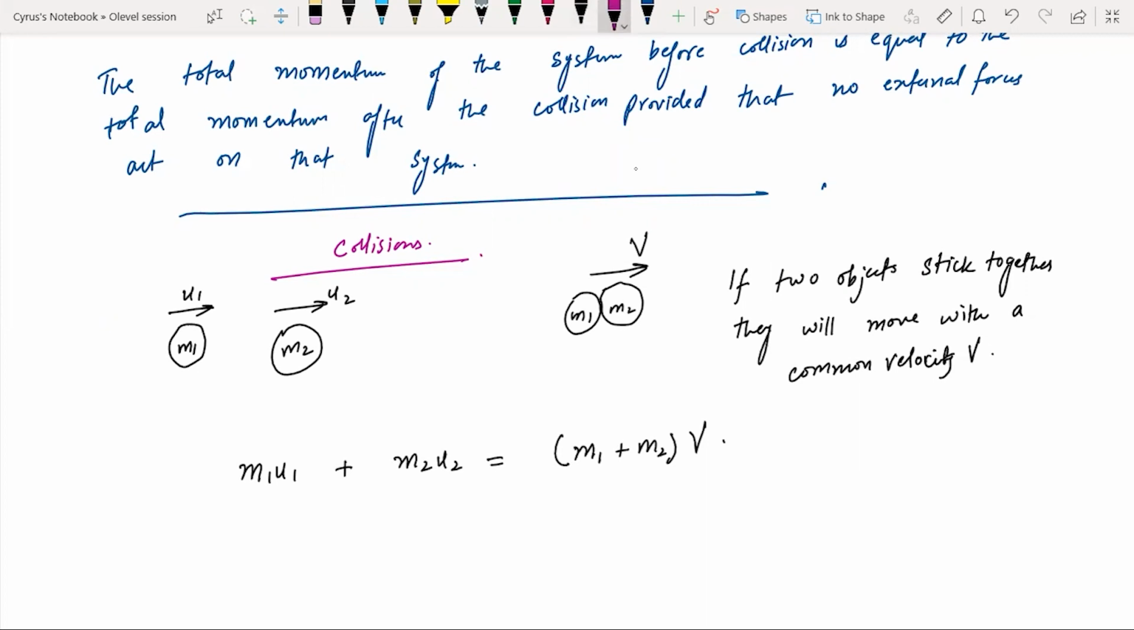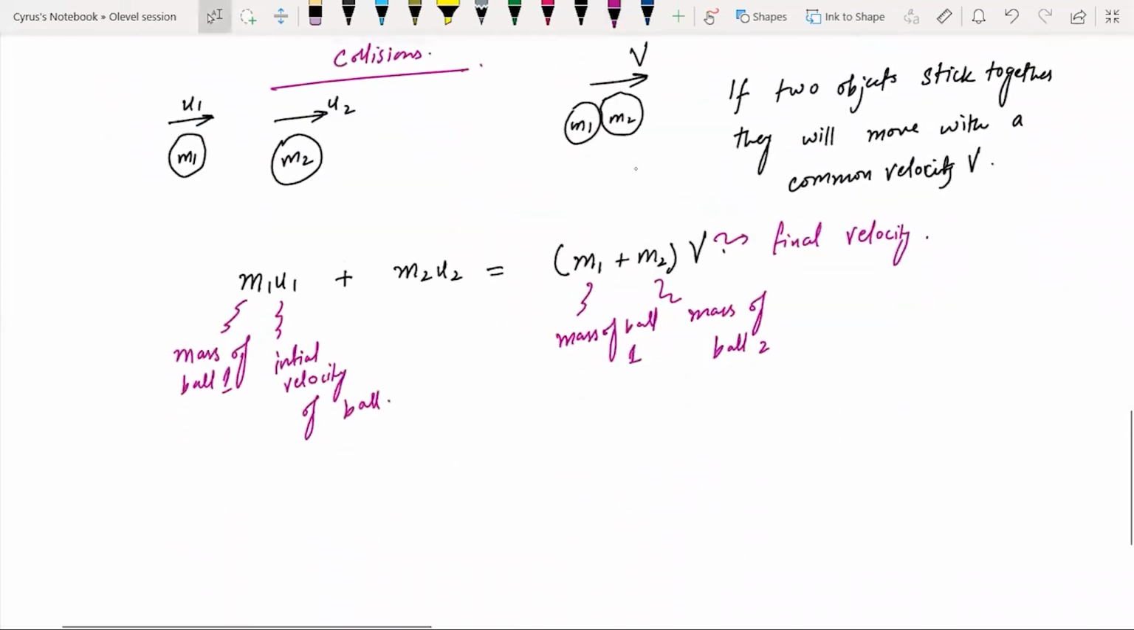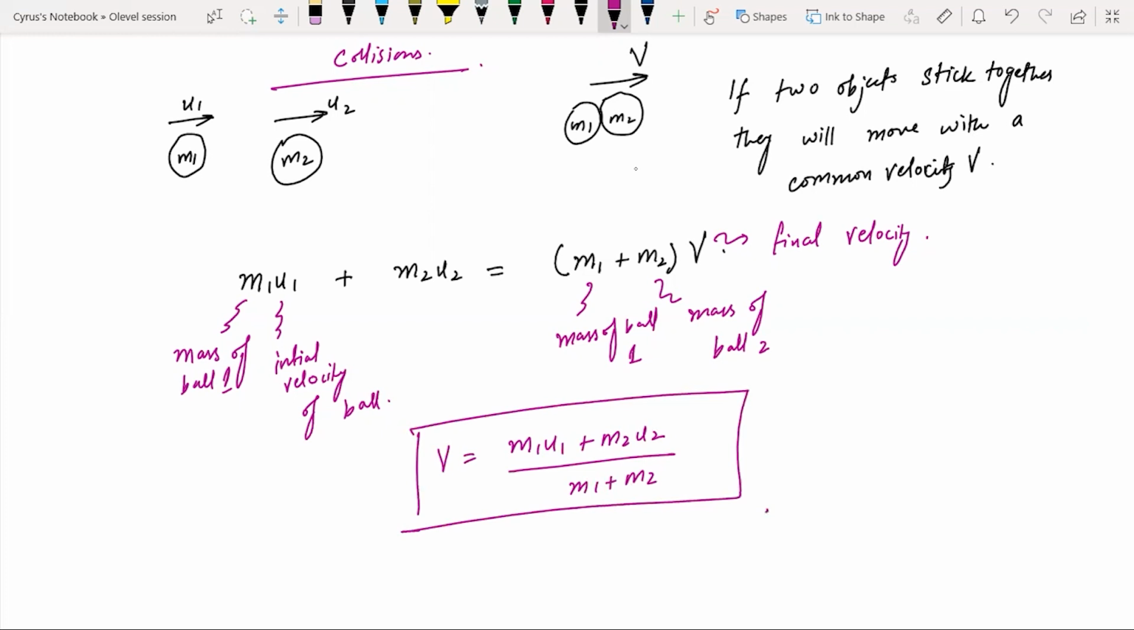So this is the mass of ball m1, this is the initial velocity of ball 1, this is also mass of ball 1, this is mass of ball 2, this is the final velocity that we have. आप जब इसको सॉल्व करेंगे तो आप v की वैल्यू निकाल सकते हैं as m1 u1 plus m2 u2 over m1 plus m2. It finds the common velocity of the two balls when they stick together.